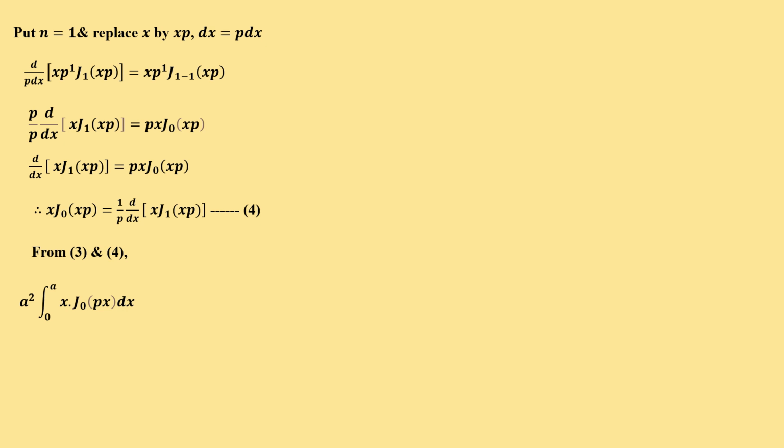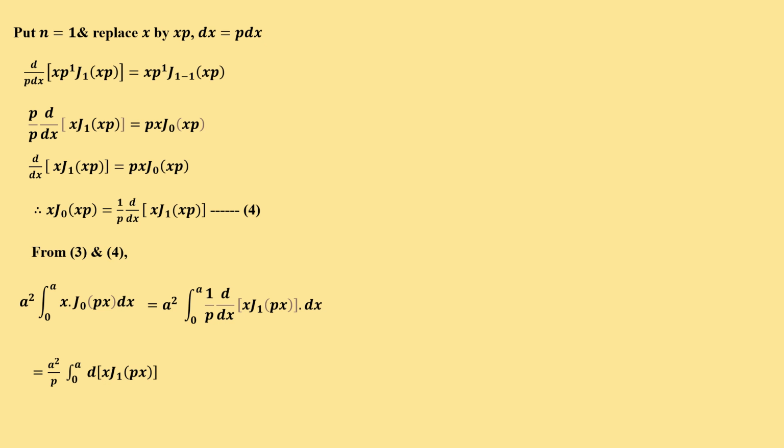From 3 and 4, a² integral 0 to a x J0(px) dx is equal to a² integral 0 to a, replacing x J0(px), 1/p d/dx of x J1(px) dx, from 4. 1/p is a constant, so this is a²/p integral 0 to a of the derivative of x J1(px). The dx you can cancel, or you can take it as it is. Derivative of x J1(px).